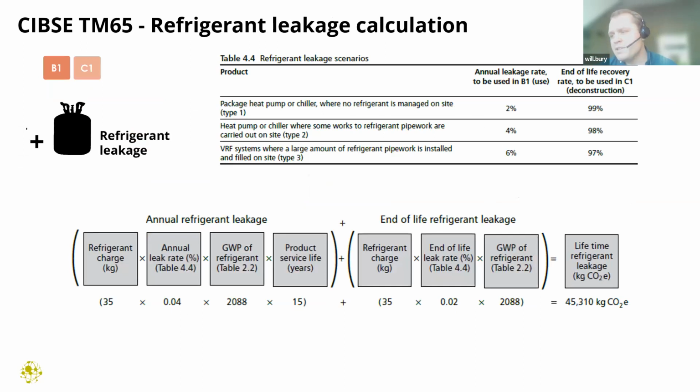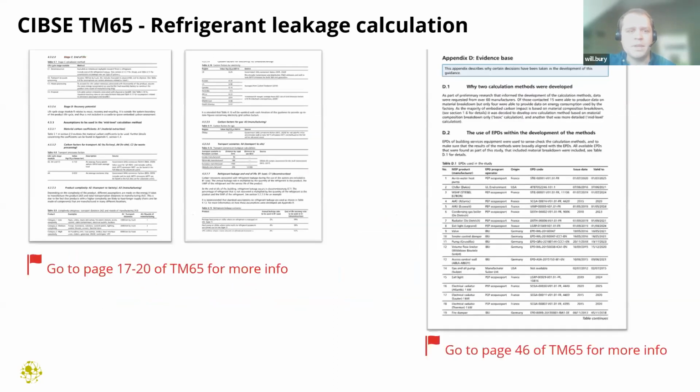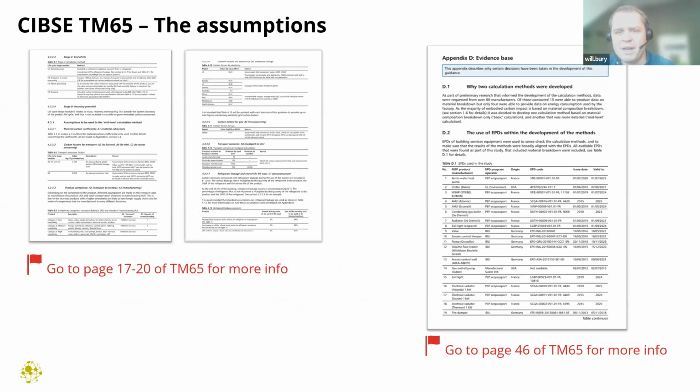Refrigerant leakage, as I mentioned, is a standard thing across all calculations, and depends on the product type and whether you're charging your system on site or if it's a pre-packaged, pre-charged system. We also require the manufacturer, if they have refrigerant in their product, to specify the type of refrigerant. We will then use the refrigerant leakage combined with the weight of refrigerant in the system, and the embodied carbon factor, the global warming potential factor for the refrigerant, to work out what that refrigerant leakage will be. Again, all these assumptions are found in the appendices of TM65, so I definitely recommend having a look at that.